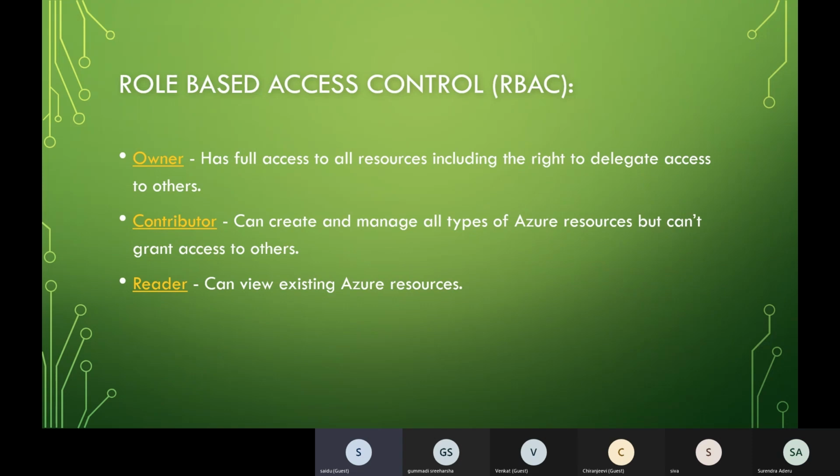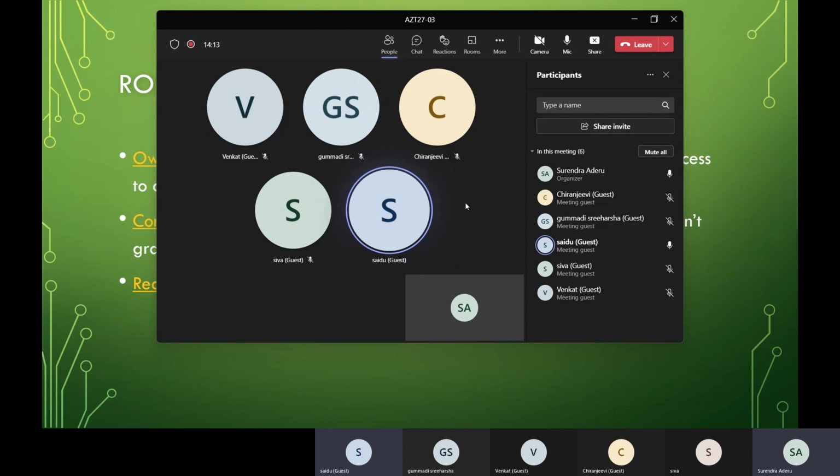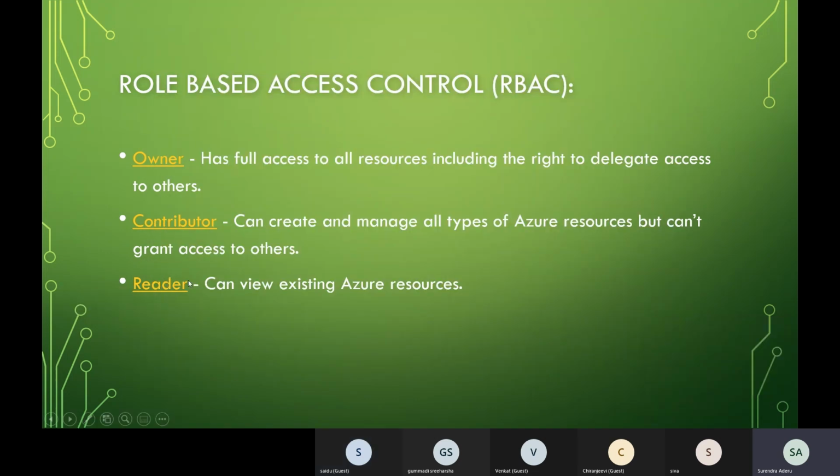Surender, one more access will be there. Cannot you permission also will be there, no? Sorry, you are referring to view permission. So owner, contributor, reader, one more permission will be there. I believe view you are referring to is the reader, which can only view the existing Azure resources. This is what this role stands for.